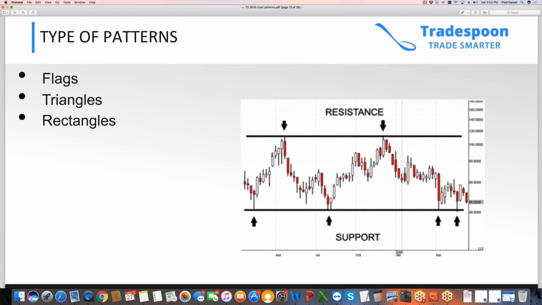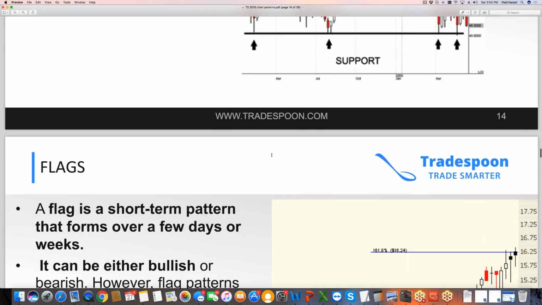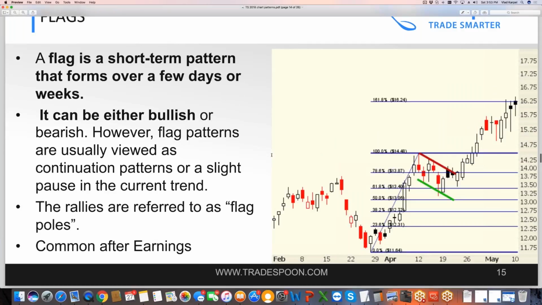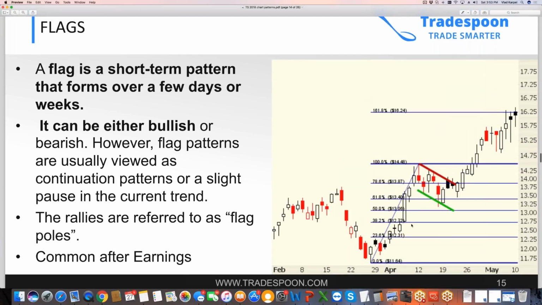And we're going to talk. Let's start with flags. Now we're in the earnings season. Flags are very common patterns after the earnings season, right?